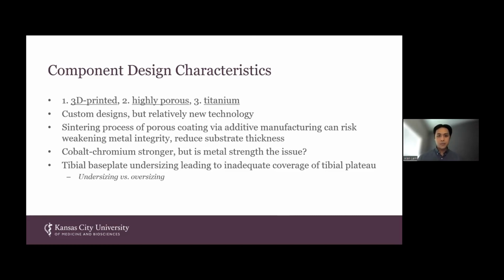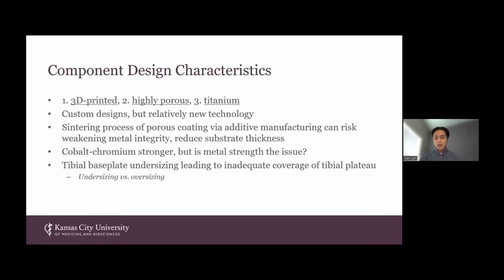And then lastly, with the option for titanium itself, we talked about how cobalt chromium can be a stronger metal, but metal strength may not be the issue. You can have the strongest metal ever in placing an implant, but if it never grows into the bone, then you're just doomed to fail. So titanium does have that opportunity for better bony ingrowth, but that leads back to the first two: how is the titanium getting affected with the advent of 3D printing and the advent of implementing this highly porous structure through the laser printing process?